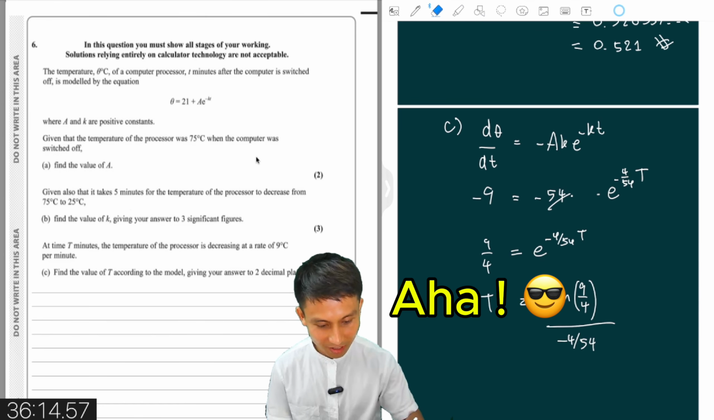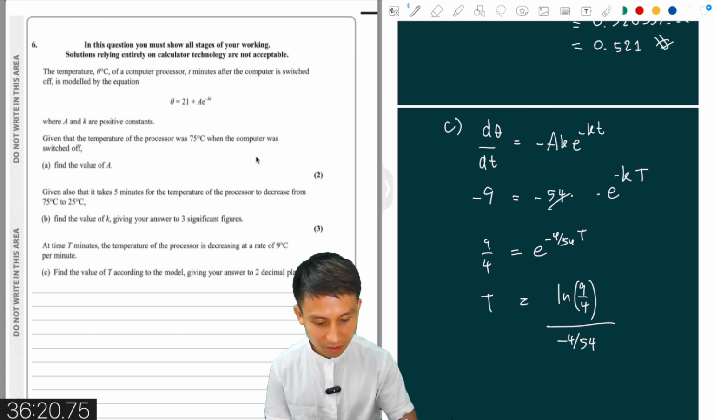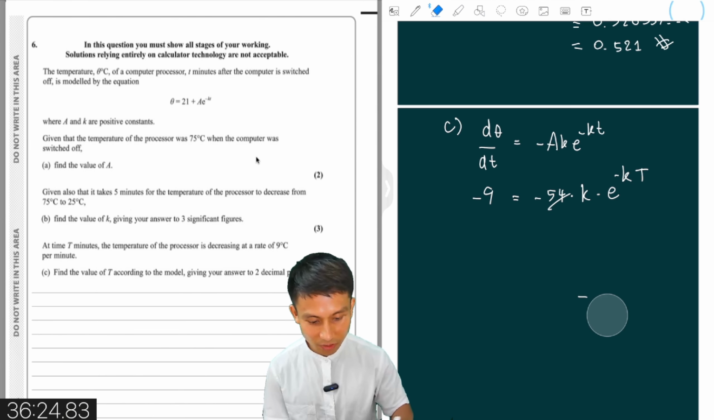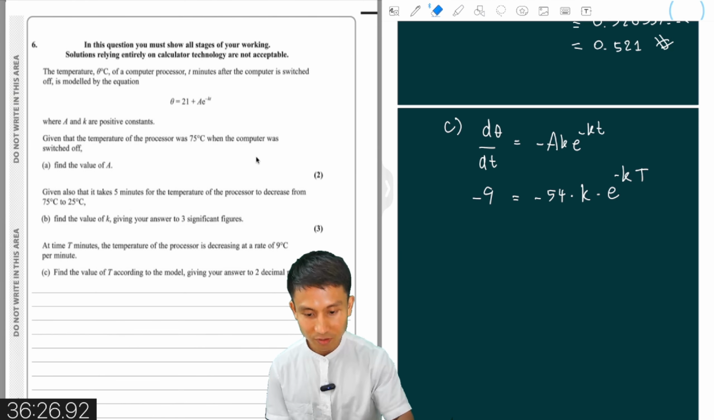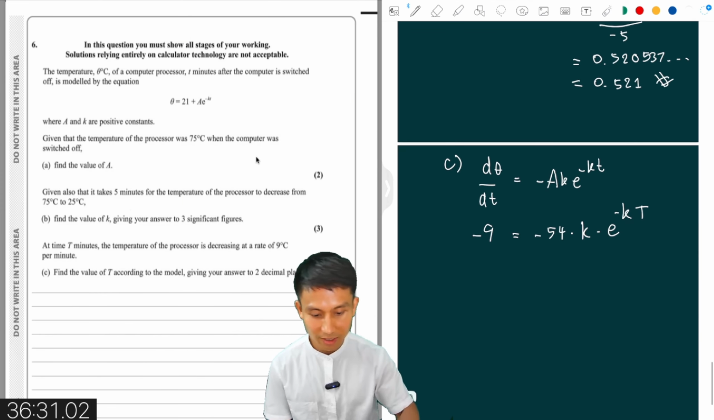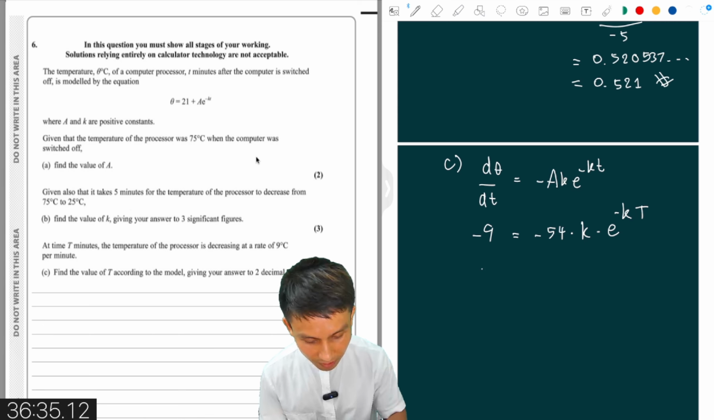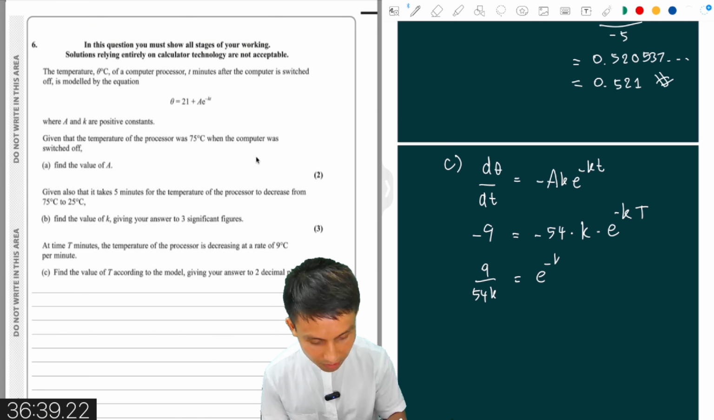That is not right. I'm gonna keep everything as k first because I got k earlier. Wait, you gotta be careful here. Okay, this is k. Let me redo that. Okay, so that should be right. A k e to the minus kt. All right, so what do we want here? Okay, 9 over 54k equals e to the minus kt.